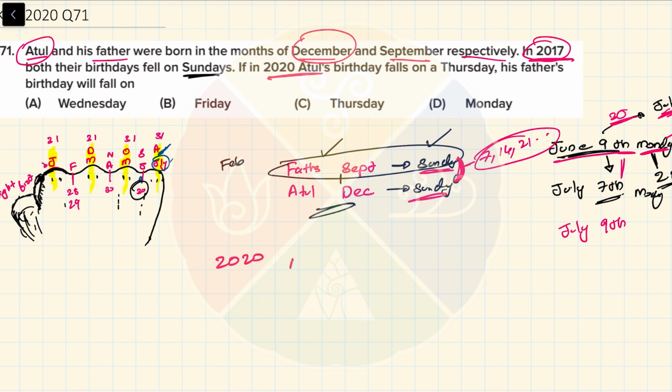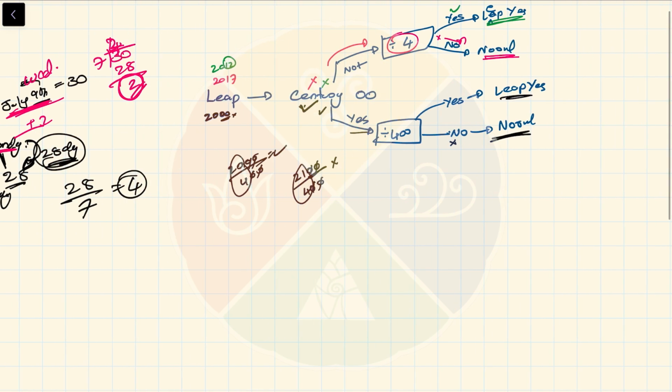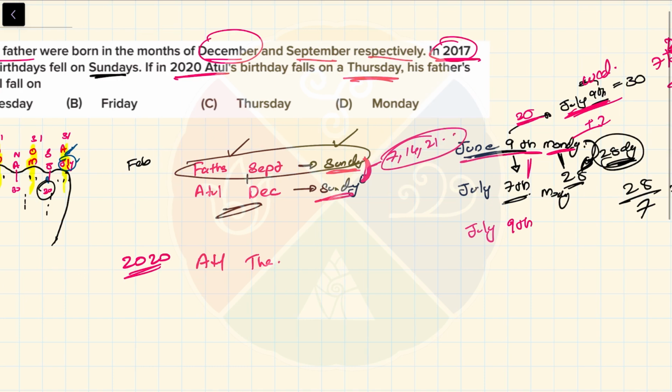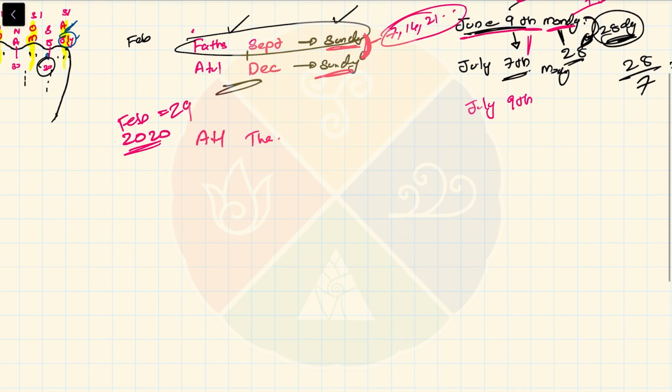In 2020, Atul's birthday falls on a Thursday, and 2020 is actually a leap year. See, 2020, it's not a century year, and it is divisible by 4, so it is a leap year. So February will be having 29 days, but this is not going to affect us because both September and December come after February. So it doesn't matter what happens in February.